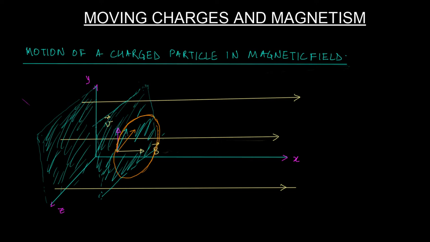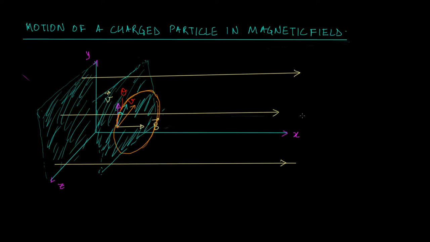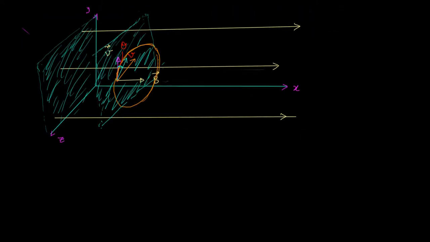Now it makes some angle with this plane. This velocity vector, the new one, I am marking it with red. If this angle is say theta, that has a component of velocity v cos theta that lies in the plane. Do we see that?